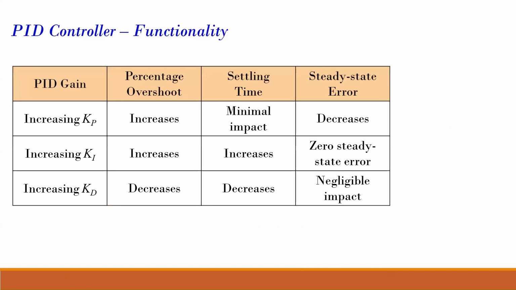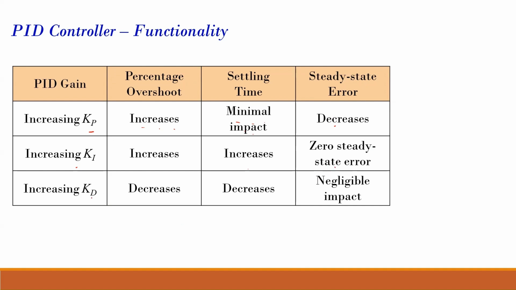And there's one more thing about the PID controller. What is the effect of each gain? If I increase KP, my overshoot will increase, but it has a minimal effect on my settling time, and it will reduce my steady state error. If I increase Ki, my overshoot will increase, my settling time also will increase, but my steady state error, it can drive to 0.